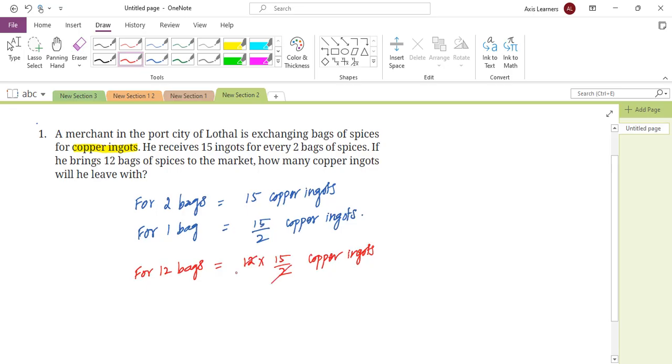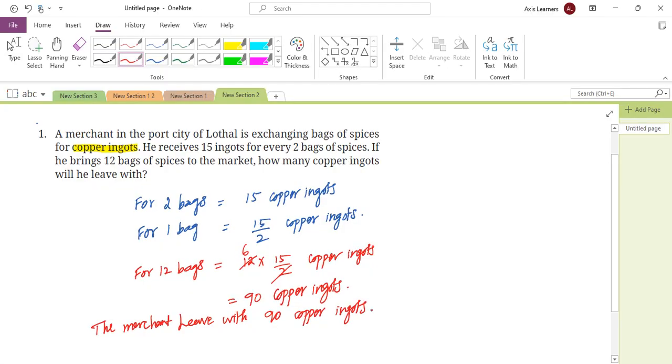What will come if I cancel it? 6. 6 into 15 is 90. So 90 copper ingots will come. The merchant will leave with 90 copper ingots. Okay, that's all. We'll move on to the next question.